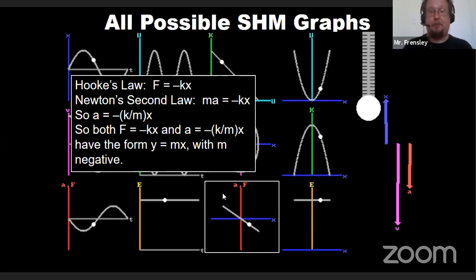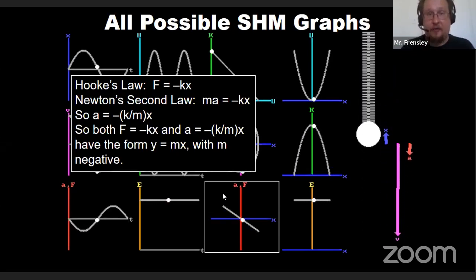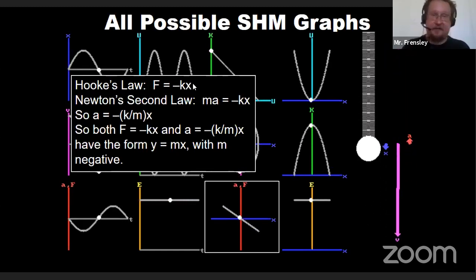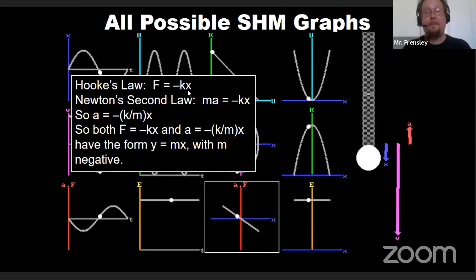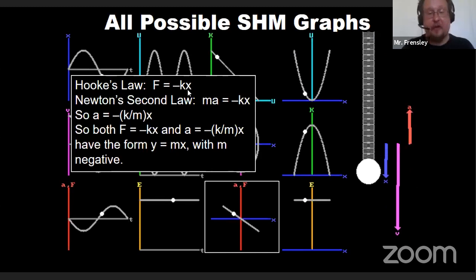Acceleration and force, both versus position, are a line through the origin. So both acceleration and force have the same graph versus position. It comes from F equals negative kx. That by itself is already aligned with the negative slope. F is the y, negative k is the slope, and x is the horizontal, right?